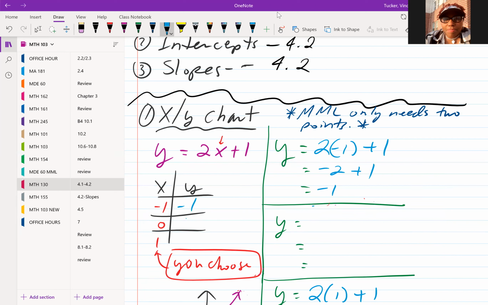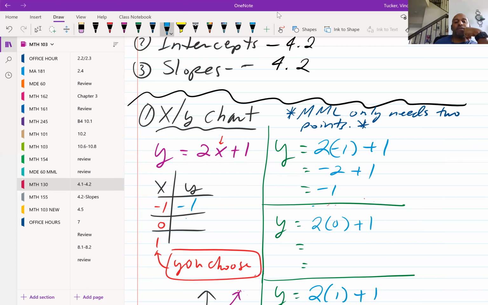Hold up. We're going to use that very equation, 2x plus 1, to solve the whole chart, right? For the first one, we do 2 times negative 1, since negative 1 is our x. That equals negative 1, and that's what gave us our negative 1 on the y side. So this one is the x side, and that's the y side.